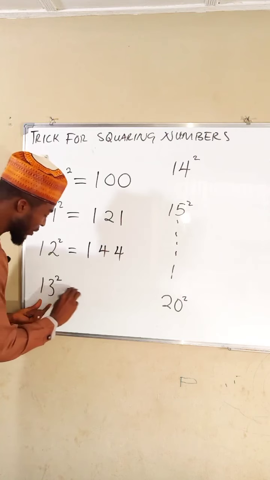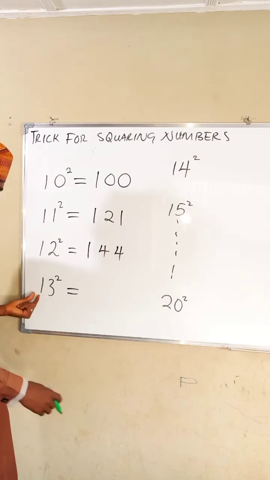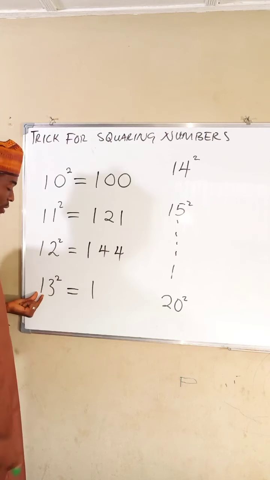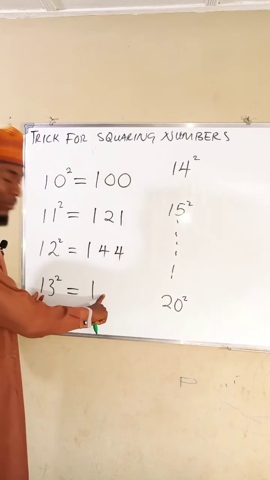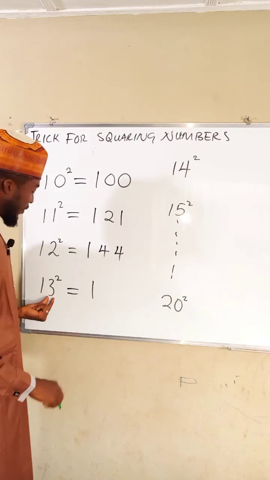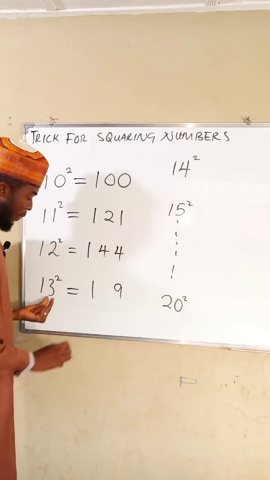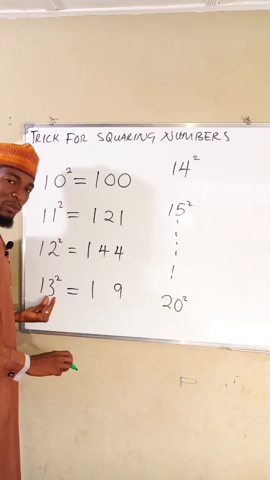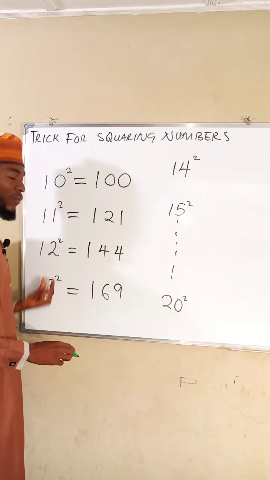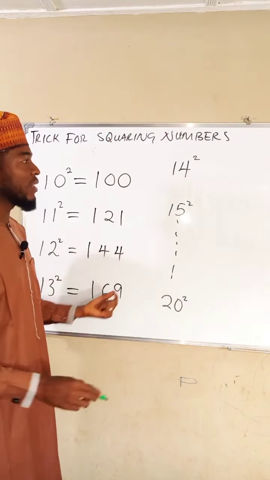Move to the next one, 13. Take this first number, multiply it by itself. You get 1. Leave a space for the third number. Take this number, multiply it by itself. 3 times 3 is 9. Then add this number to itself. 3 plus 3 is 6. So the square of 13 is 169.